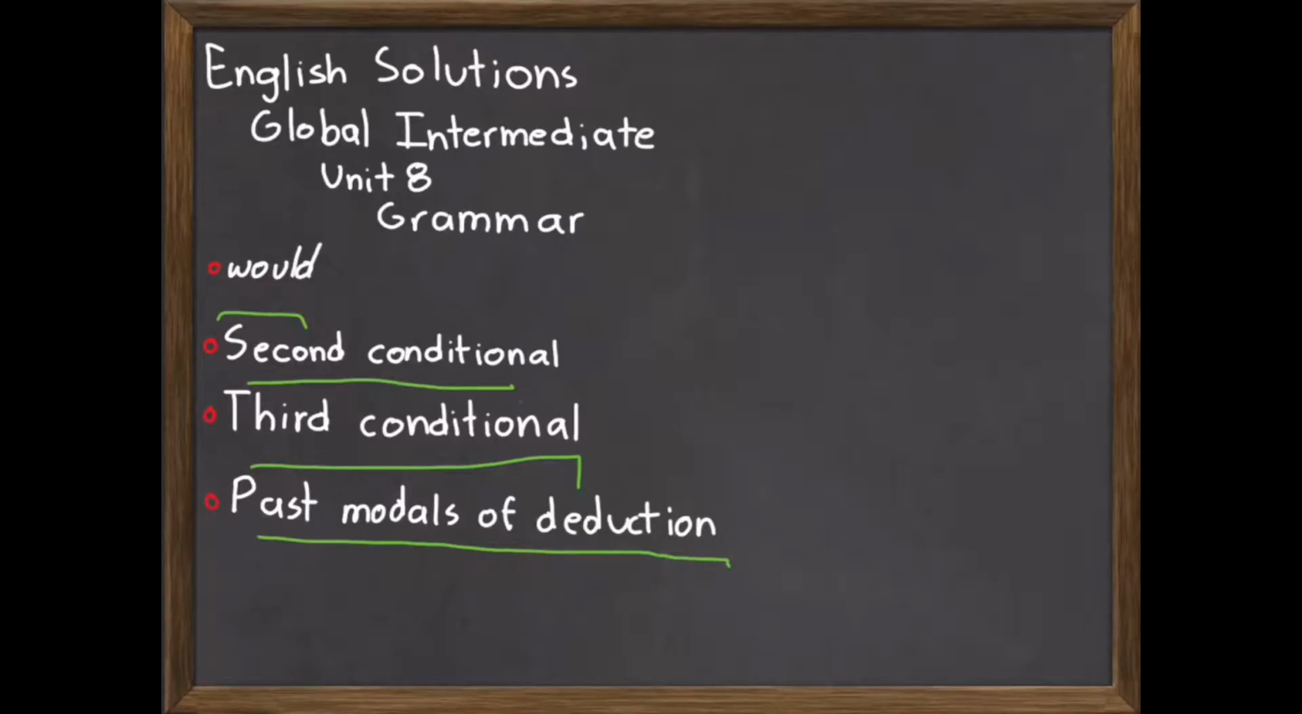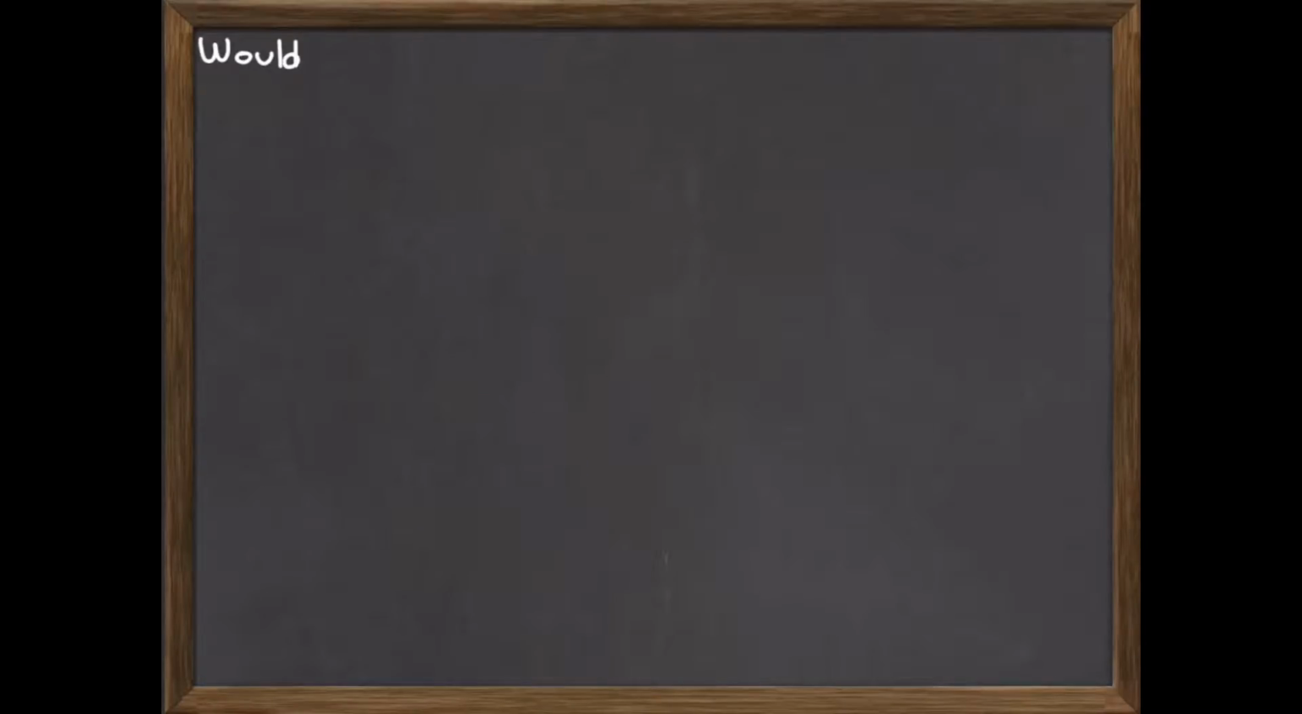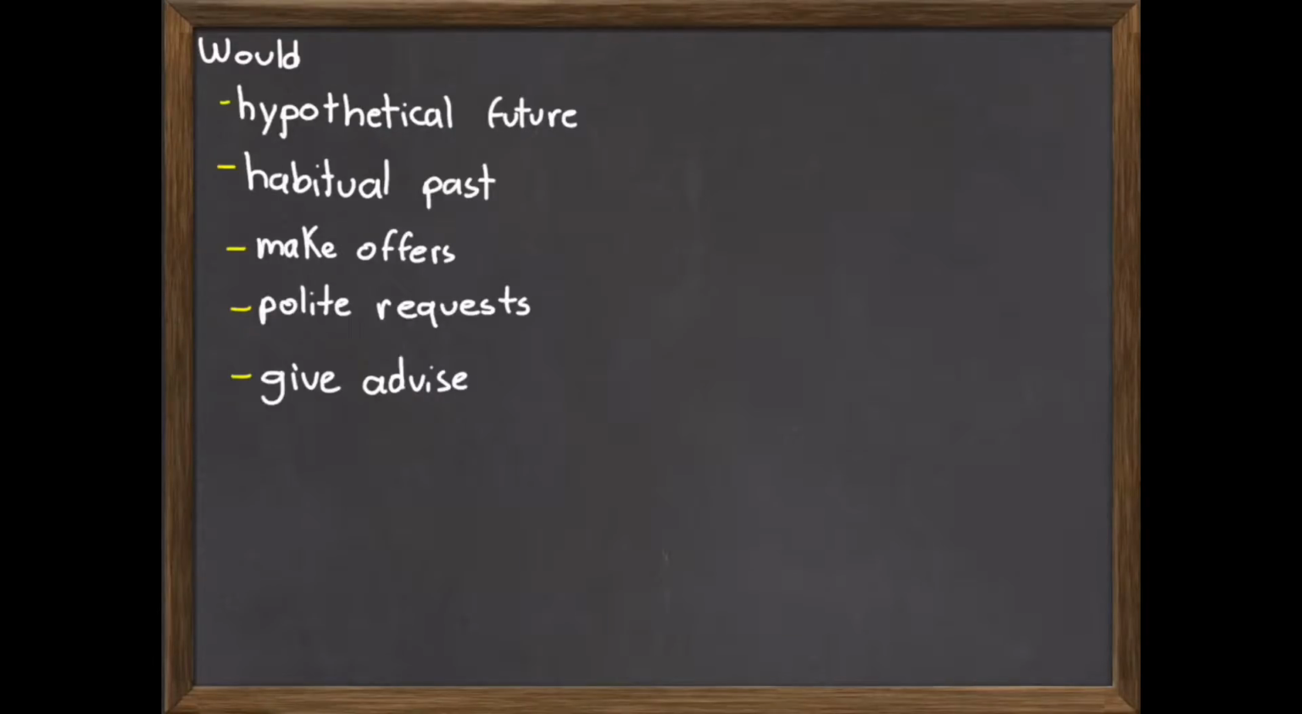So let's begin. First, let's look at the verb would. We use would for different things. We can use would to talk about situations in the hypothetical future. So, things that haven't happened but are possible that could happen. We also use it to talk about habitual actions that happened in the past. We use it to make offers, make polite requests, and also to give advice.